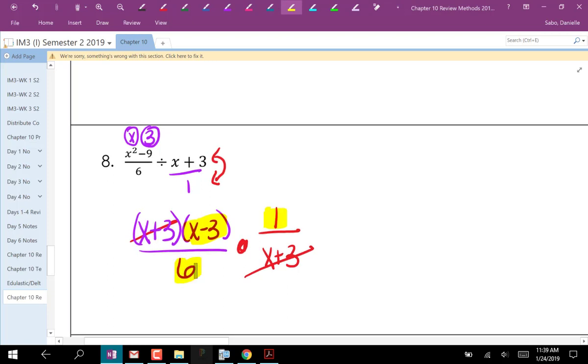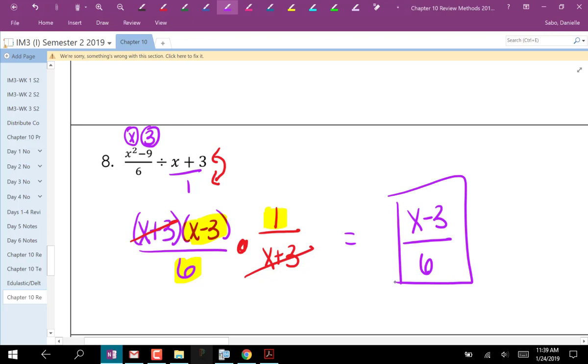Now, people always ask me about this 1. X minus 3 times 1 is x minus 3. That's why we don't need the 1. Okay? So I have my final answer, x minus 3 all over 6. And that's it. Question?